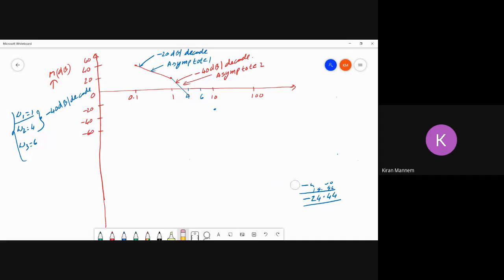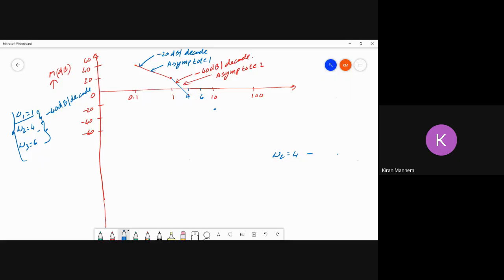Now, what's the slope of the next asymptote line? Now I have an asymptote with minus 40 dB per decade at omega 2 equal to 4, from this point to 6, 4 to 6. So what is the slope from 4 to 6? It would be plus 20 dB per decade. So we should add to minus 40 dB per decade at omega equal to 4.